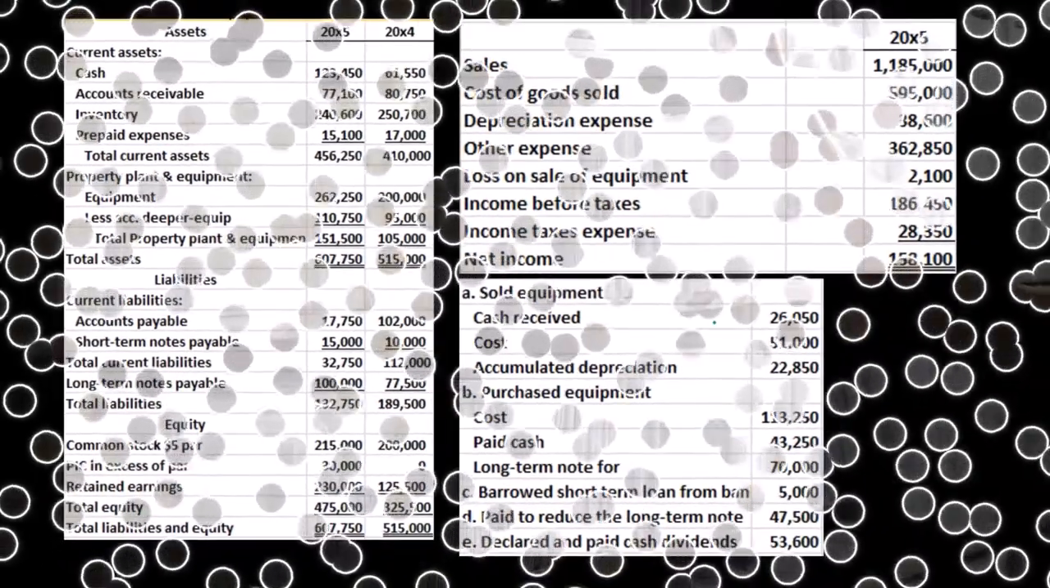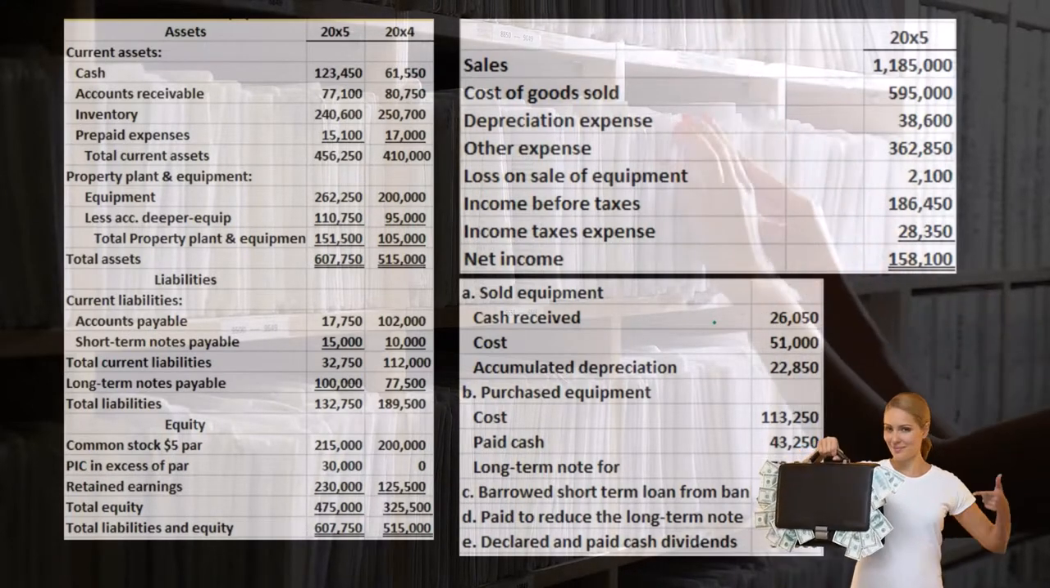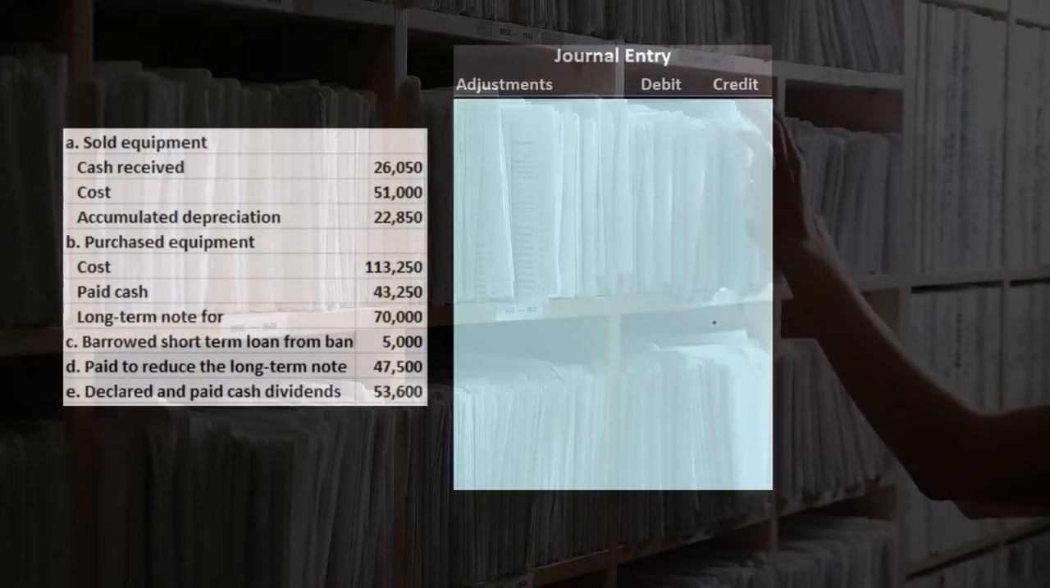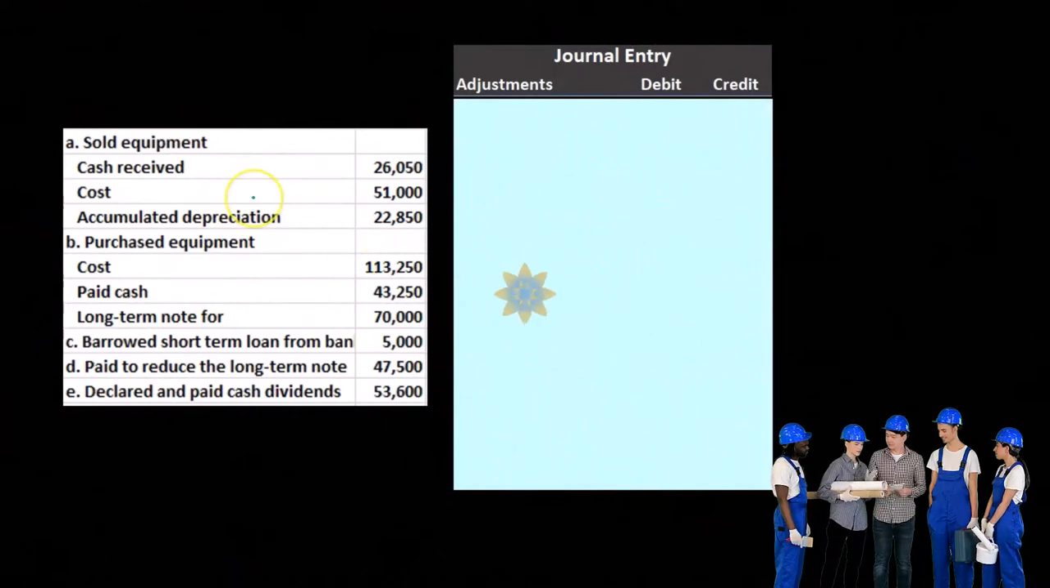Then we'll pull any documents we need, including if we purchased the equipment and we took a loan out or any of that kind of stuff. We'll pull that out. We'll talk a little bit about that process as we go through here. So now what we want to do is look through these journal entries related to this additional information.